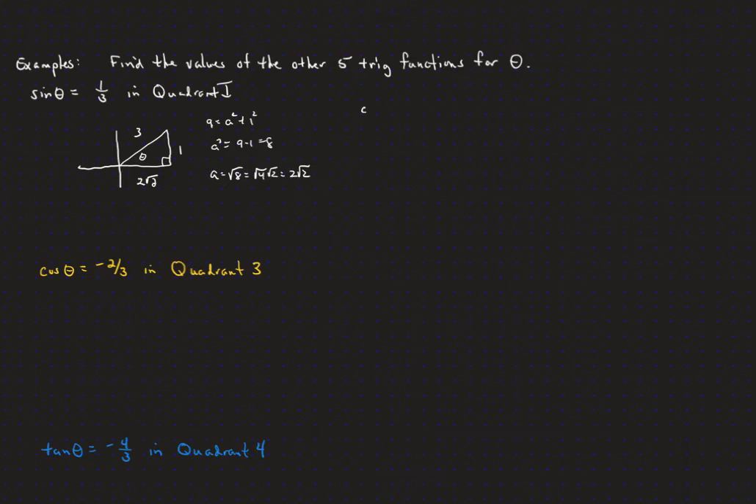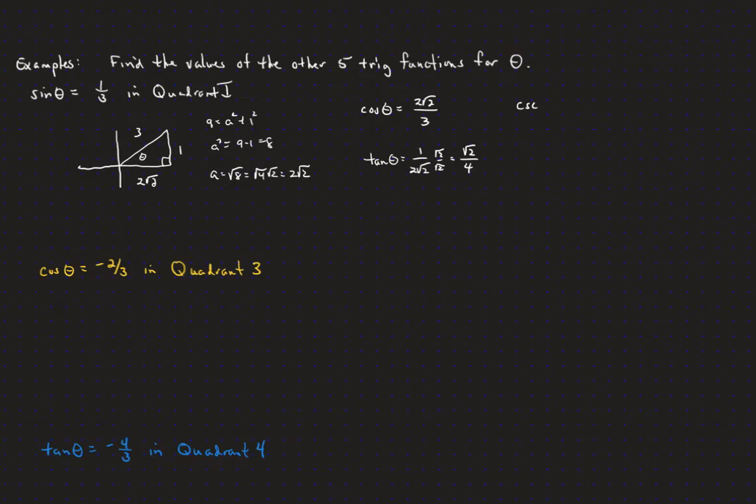So we can say now the cosine of that angle theta, using our SOHCAHTOA, is going to be the adjacent, that's 2 square root of 2, over the hypotenuse. The tangent, we can say, is going to be opposite over adjacent. So that's going to be 1 over 2 square root of 2. We'll be expected to rationalize that. So that's going to be square root of 2 over 4, since square root of 2 times square root of 2 is 2, times the other 2 is 4.